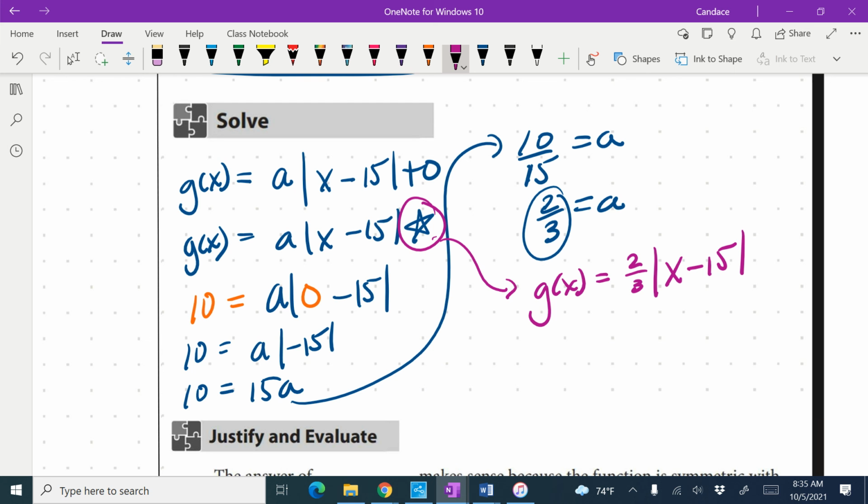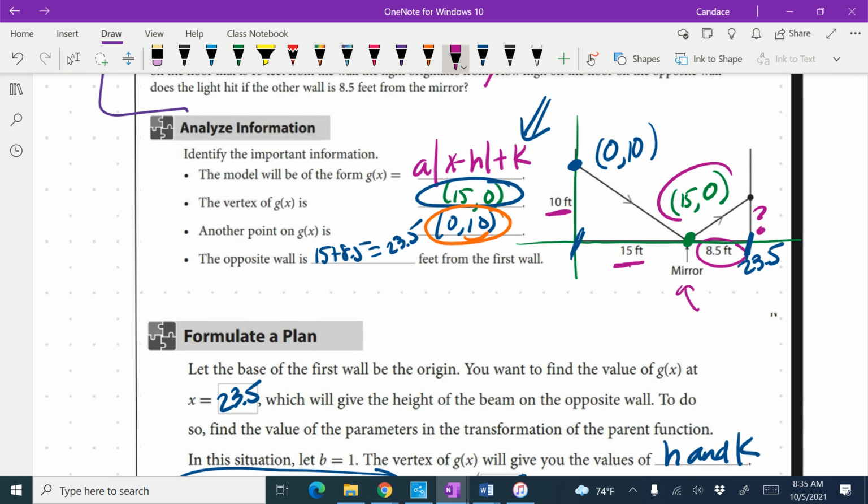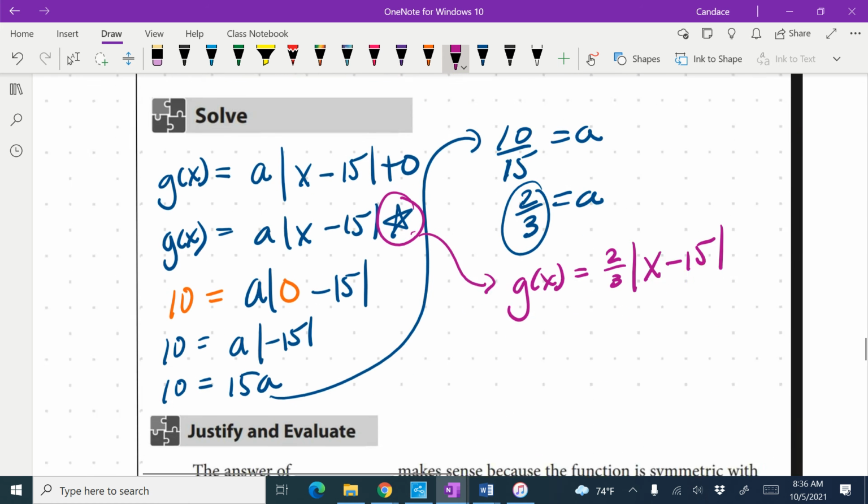Why didn't we leave 10/15ths? No, because 10 was the y value, so we put it. 10 was the other point. So remember, our y value at our vertex was 0. Does that make sense? So we use this as the other point to try to solve for the A. Are we good now, Levi? Okay. Good questions, though. Keep asking them.